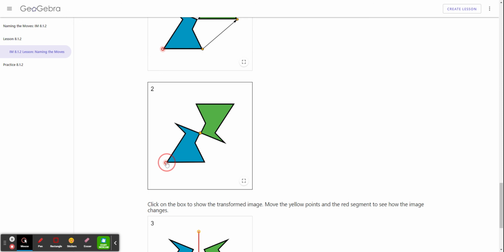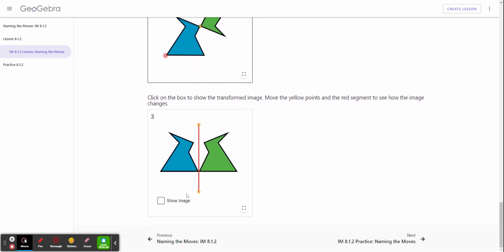I can take the blue figure and I'm going to spin it around that yellow point until it lines up exactly on top of where that green figure was, right? So if I go 360 degrees, I'm back where I started. This was about half of that, so I'm going to say that this is approximately a 180-degree turn. All right, and then the last one, card number 3. This one was a flip.